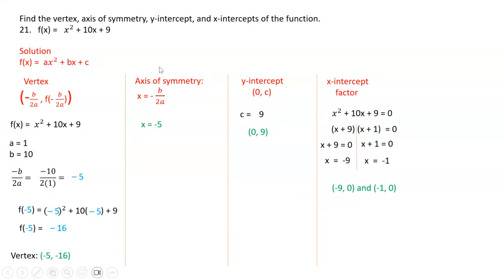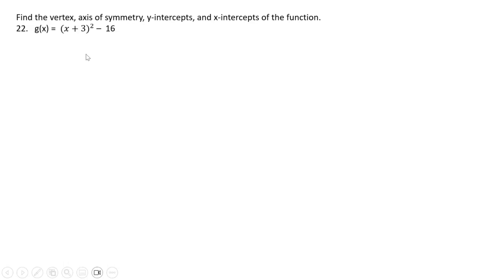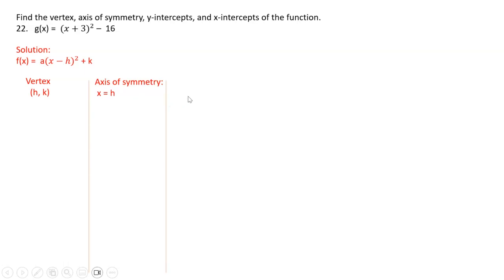What happens if it's in the other form, which is called the vertex form? Now, if it's in this form, you can get the vertex without doing any work, and also the axis of symmetry. This is my vertex, and the axis of symmetry will be x equals h. For the y-intercept, we're going to let x equal 0 and solve for y. And for the x-intercept, we let y equal 0 and solve for x.